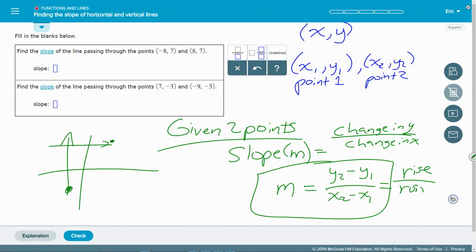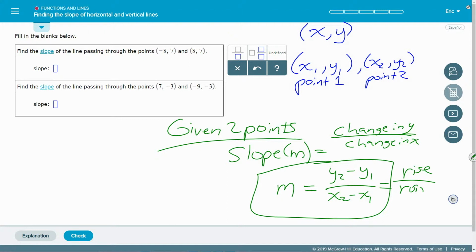Your slope is positive if from the left point to the right point you're going up. Your slope is negative if you're going down. So your slope will always be either up or down and then to the right, never to the left. So with all that information down, let's do these problems.